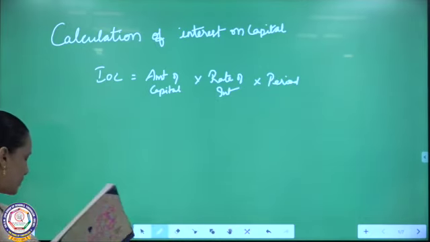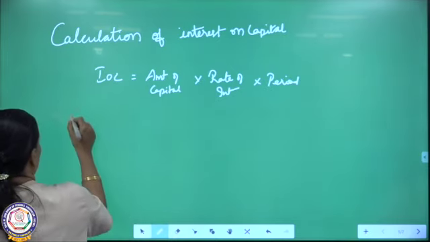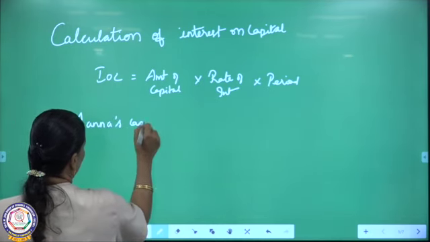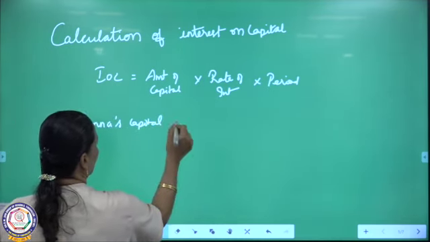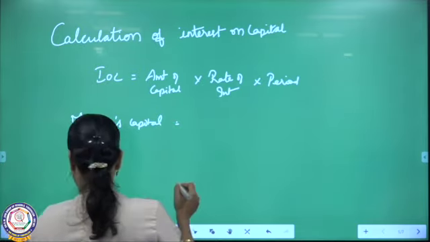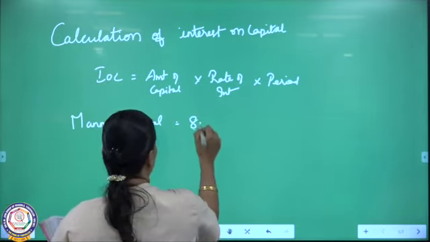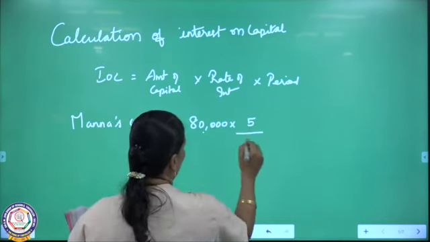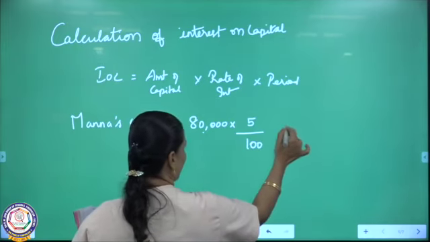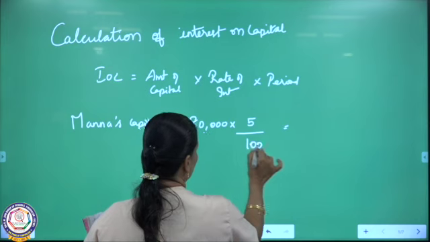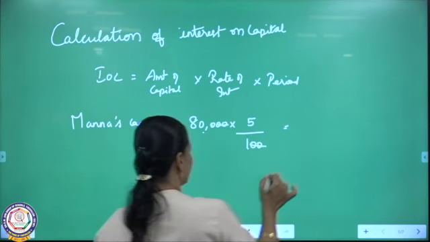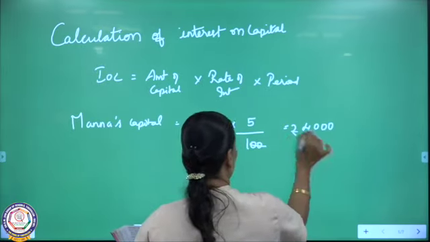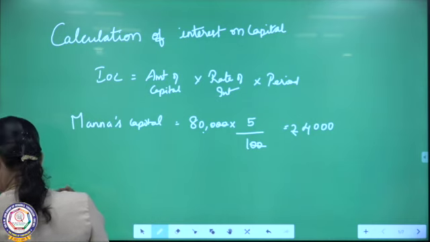So, first what we should do now? Interest on Mannan's capital. First we have to calculate Mannan's capital. How much he contributed? 80,000 into 5% per annum, isn't it? Period they didn't give. So, 80,000, 0 cancel, 0 cancel, 4,000. Rupees 4,000. Okay children, next.